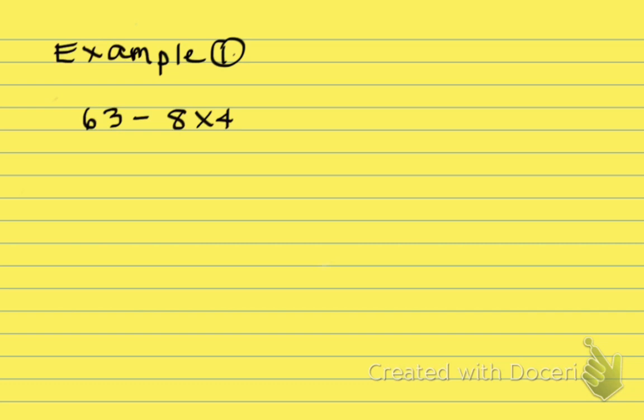63 minus 8 times 4. So I always write down the acronym PEMDAS to guide us in solving this problem. Remember, P stands for parentheses, E for exponents, M for multiplication, D for division, A for addition, and S for subtraction. So let's look at, do we have parentheses here in this problem? No, we don't. We don't have exponents, so we have multiplication.